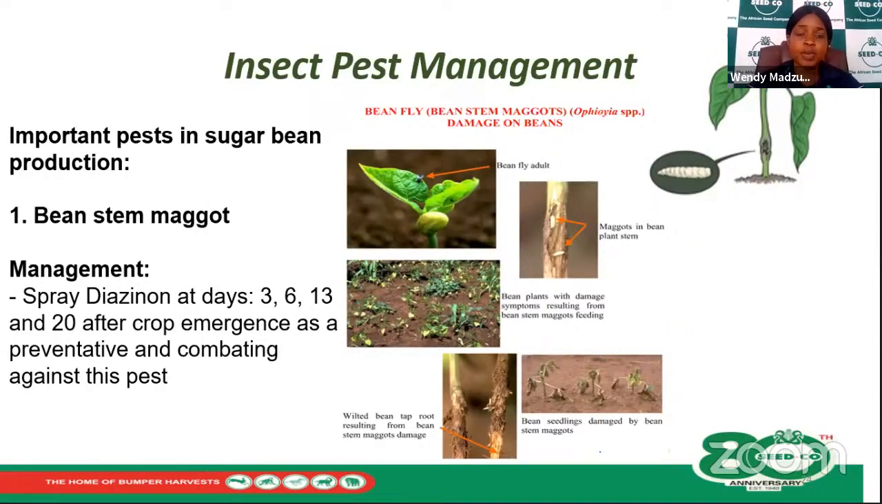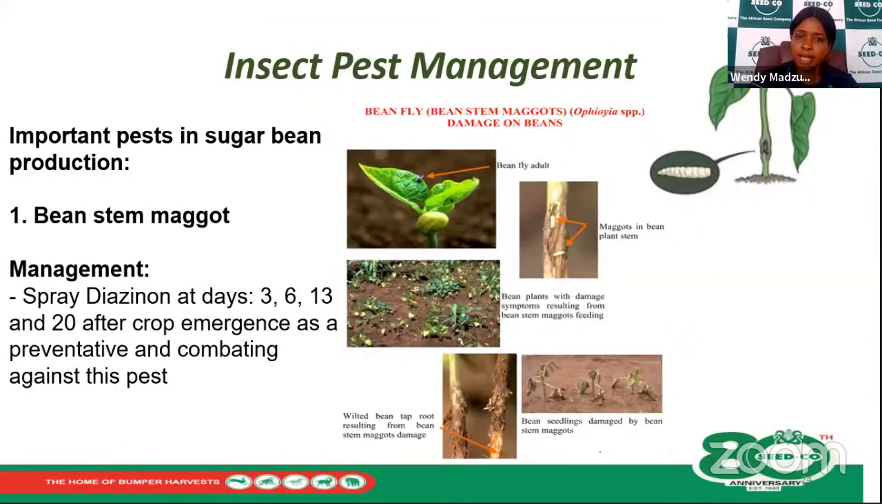The important pests in sugar bean production include the bean stem maggot. The bean stem maggot is a problematic insect pest, in that in the first month, it can account for about 50 to 100% of the loss of your crop stands. As you can see in the picture, the adult fly will lay its eggs on the stem, and the maggot will hatch inside the stem and cause swelling of the stem, in the area that meets the ground. It disrupts the movement of nutrients and water, thereby resulting in the wilting of the crop.